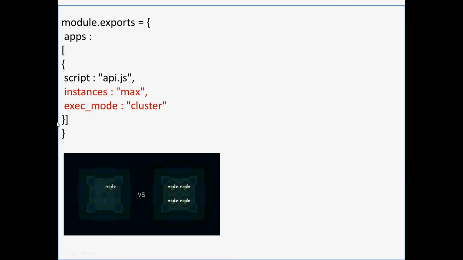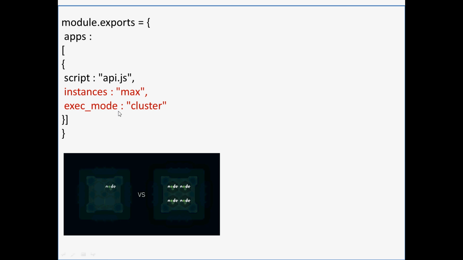These are the two important parameters. One is instances. When we say instances equal to max, it means that if you have 15 CPUs, it will be scaled to all 15 CPUs. If we say instances equal to 2, then even if we have 15 CPUs, only 2 of them will be used. And exec_mode is very important. Even if you put instances, if you don't put exec_mode, it won't work as intended. exec_mode tells that this particular application is supposed to run in cluster mode, and whenever the cluster concept is there, it will scale across all the CPUs present on the machine.